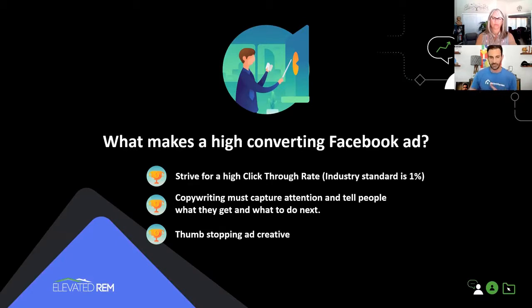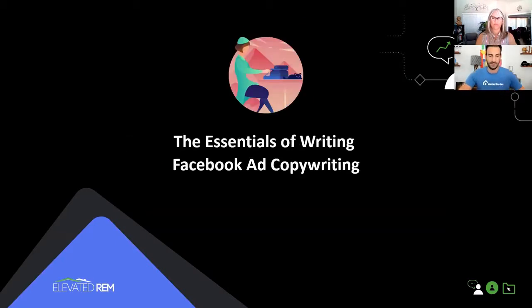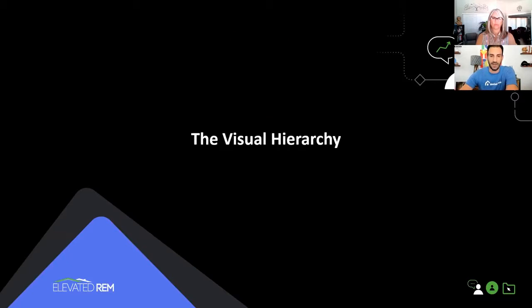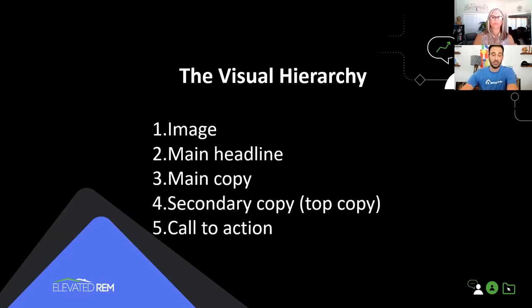So I'm going to go over what that looks like. And then thumb stopping ad creative, which we'll dive into in just a minute here. So what are the key essentials of Facebook ad copywriting? Well, to understand that, we need to know the visual hierarchy. The visual hierarchy of an ad is focused on the image, the main headline, the main copy, what we call a top copy or secondary copy, and then a call to action.